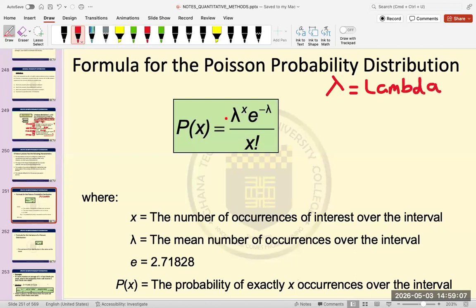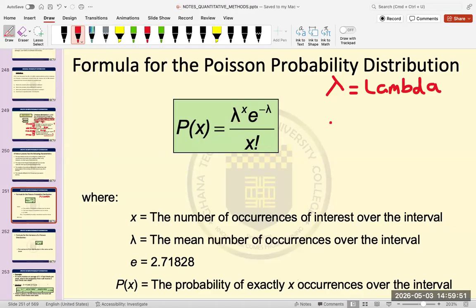Okay. So lambda raised to the power x. And this e here is the exponent on your calculator. e raised to the power negative lambda, divided by x factorial. So you now understand the symbol factorial. Okay. This is the formula for the probability distribution. The x, as usual, is the occurrences or the random variable.